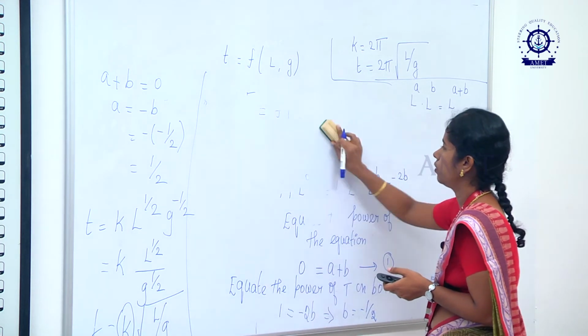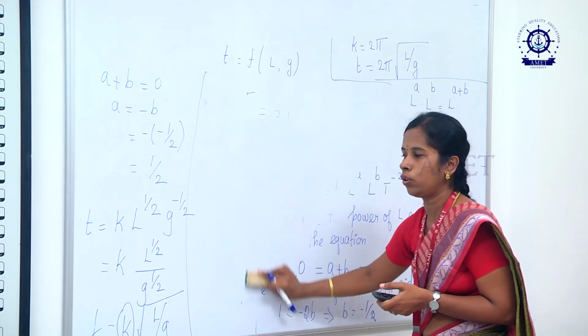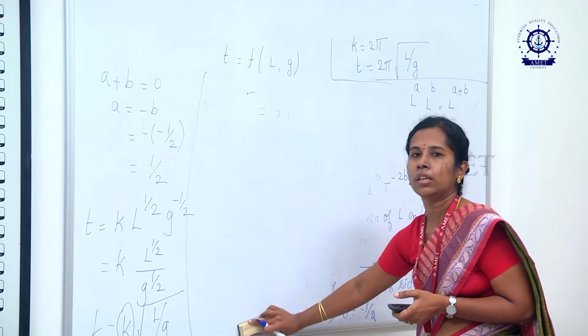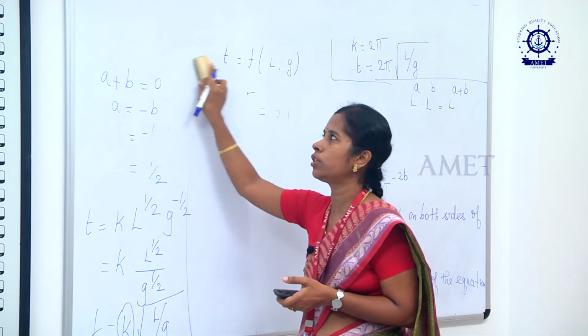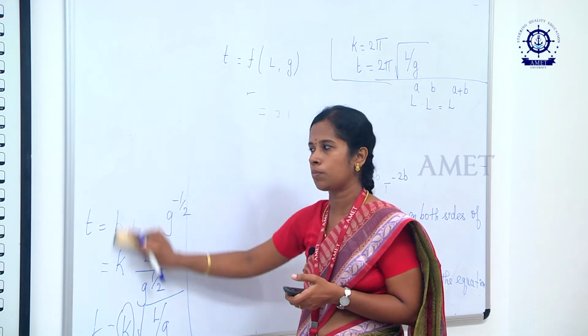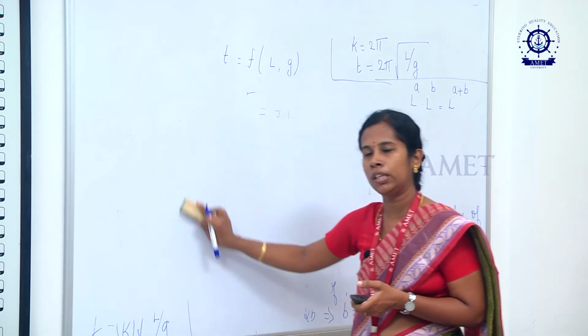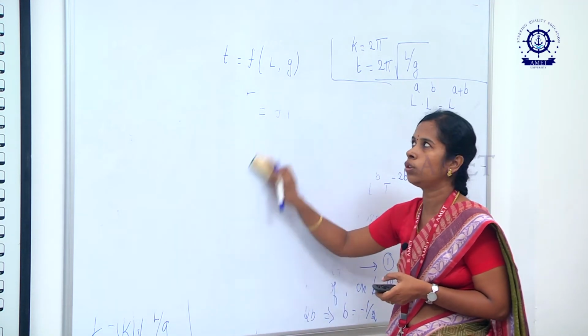We will see next, when the number of variables becomes more than 4, it becomes very tedious to solve with Rayleigh's method. That is why we are going to see the next method, which is Buckingham's pi theorem. With that method, if any number of variables is there, you can solve using that method.